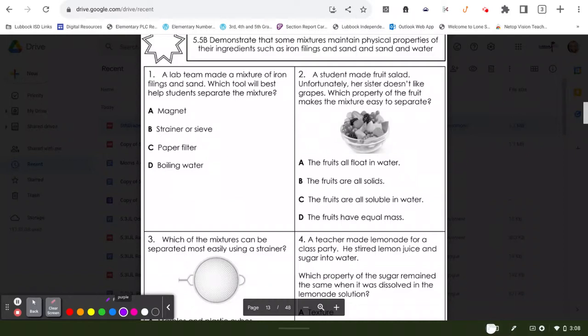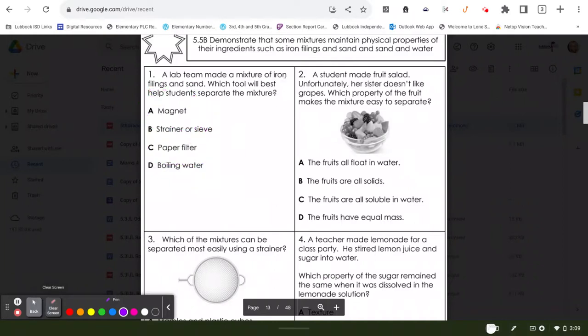We didn't use a sieve because those iron filings are so small that we do not really want our hands to come in contact with them, and they would really just go through the sieve. A paper filter would catch them. This is a maybe. A magnet, a maybe. Boiling water, that's going to do nothing because neither of these are soluble. Okay? But a paper filter, it's going to catch everything though, because the sand is not going to go through the paper filter, neither are the iron filings. So it's a magnet because the iron filings are magnetic.